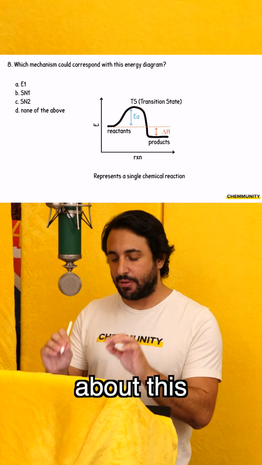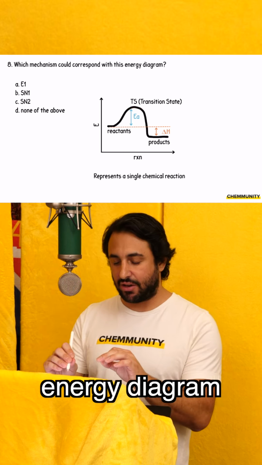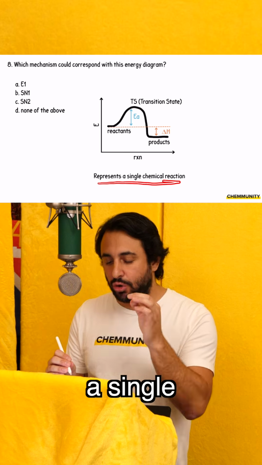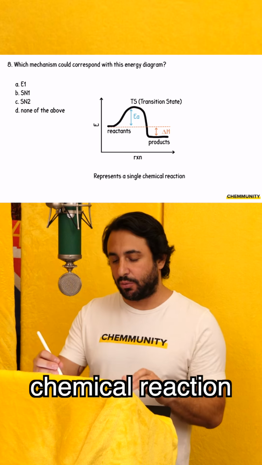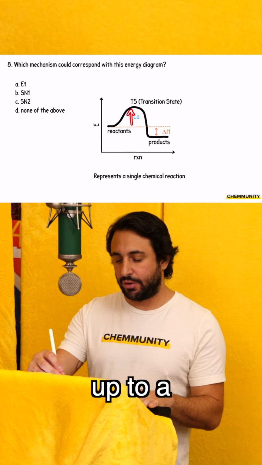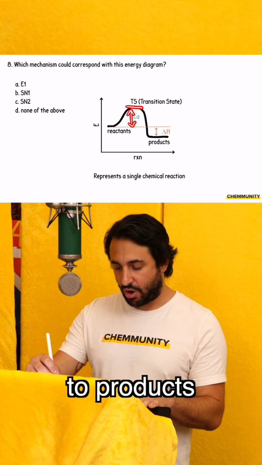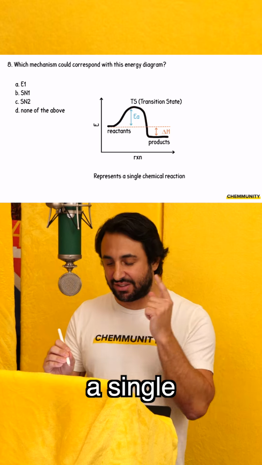What we need to understand about this particular energy diagram is that it represents a single chemical reaction. It is a single chemical reaction where we have an activation energy up to a transition state, and then it falls down to products, and that's the end, right? This represents a single chemical reaction.